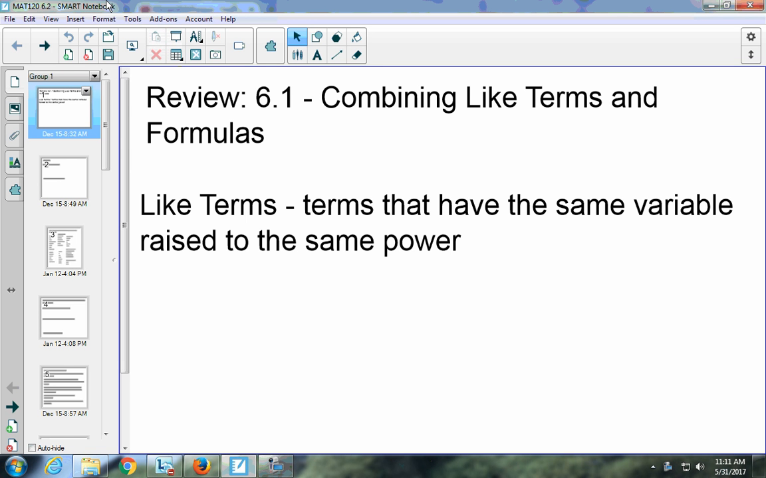We are going to look at some content from 6.1 and the beginning of 6.2 that should be reviewed. First thing we're going to talk about are like terms, and they are terms that have the same variable raised to the same power. So something like 7x and 9x are like terms because they both have the same variable, x, raised to the same power, the first power.